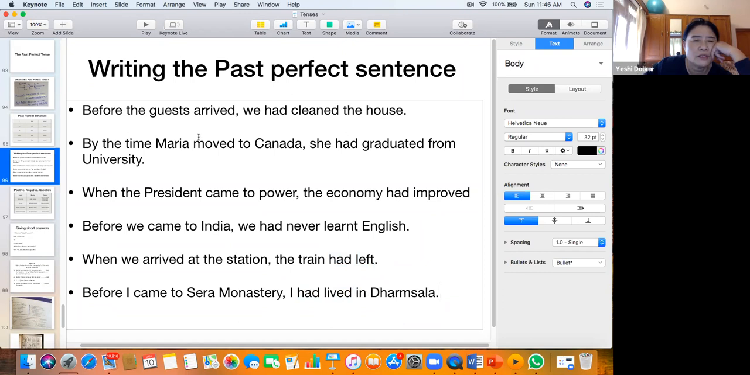So each of these is talking about more than one past tense. This is one example of the past perfect tense. Here are some. Okay. All right.